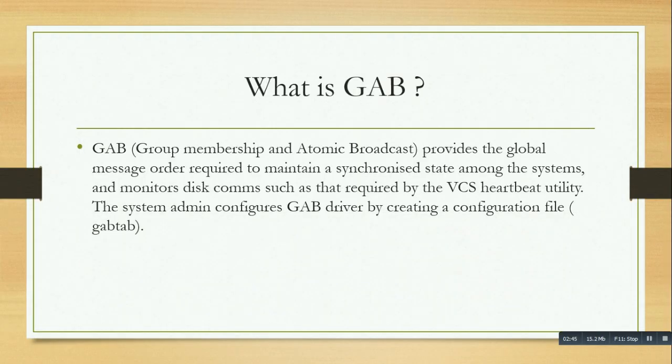so GAB, Group Membership and Atomic Broadcast, provides the global message order required to maintain a synchronized state among the systems, and monitors disk communication such as that required by the VCS heartbeat utility. The system admin configures the GAB driver by creating a configuration file, gabtab. Don't worry guys, we will have a look at these files also.